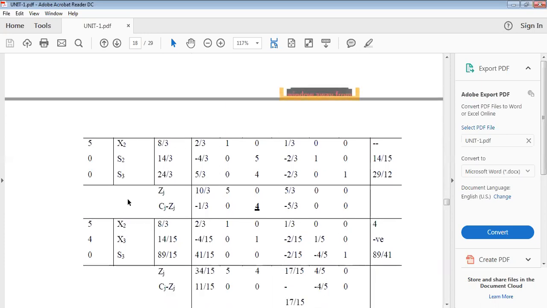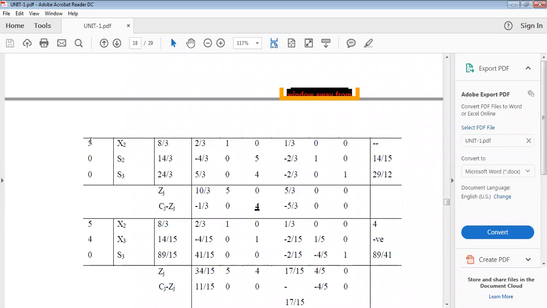After that, you have to identify the ZJ, which is very crucial. Please listen carefully. ZJ means 5 into 2 by 3. How much will it become? 10 by 3. And 0 into 0 automatically, so 10 by 3 will come here. Next, 5 into 1 plus 0 into 0 plus 0 into 0, only you will get 5.